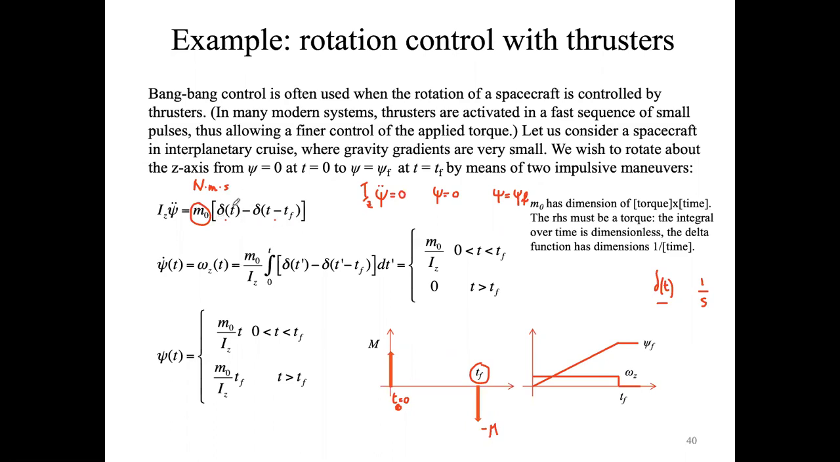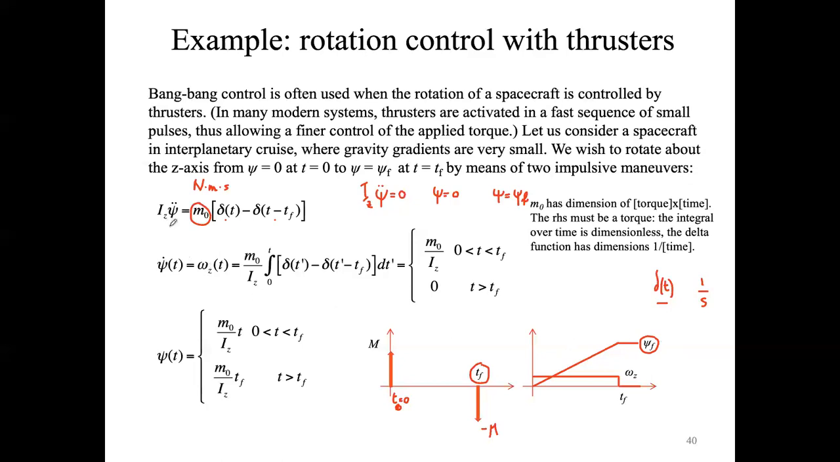So at time t equal to zero, the thrusters are firing with a positive torque M. At time t final, it is firing in the opposite direction. What we want to do now is, first of all, see how the angular velocity of the spacecraft changes over time, and also the angle of the spacecraft over time to reach our final goal. Secondly, we want to know the time that we need to spend in order to reach that angle.